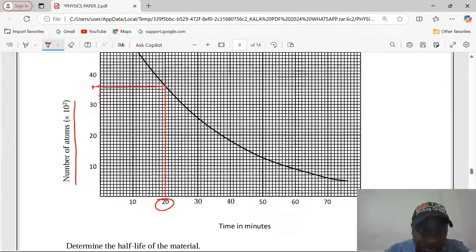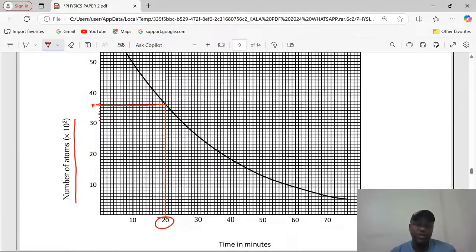From the graph. It's good to show clearly that you have read from the graph. It's good to show that you have extracted the values from the graph because the graph has just been drawn for us to make use of it.